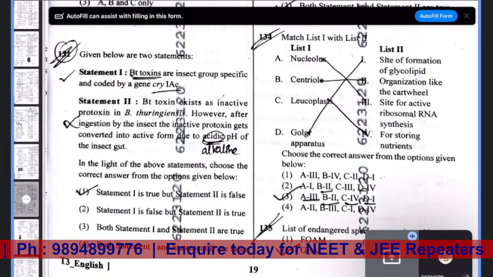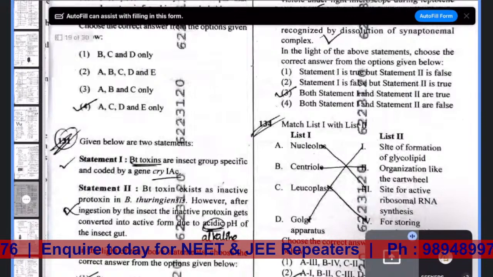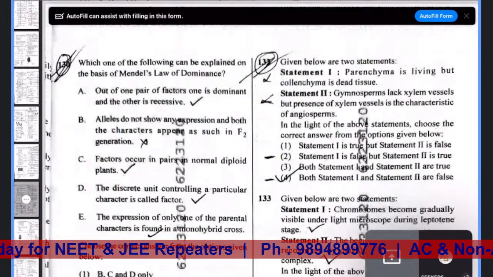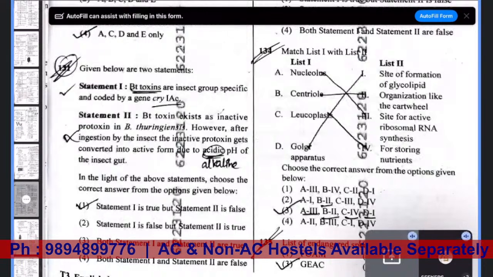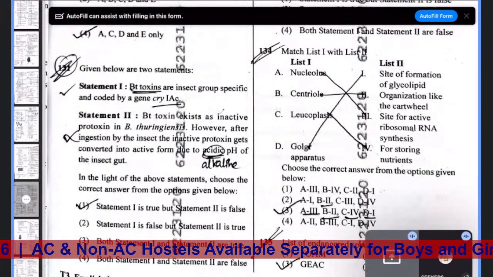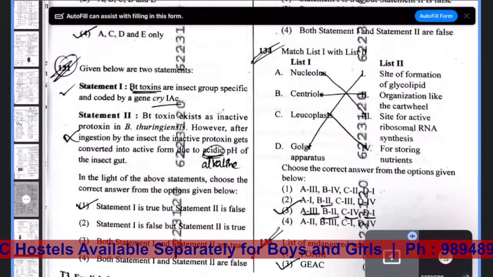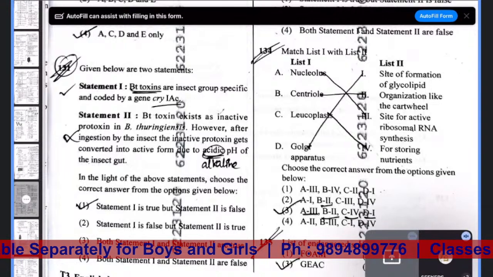Okay. So 132. See, students, in question number 131, if we consider that the Cry1AC gene is the right gene, but it is not the only gene, in that case, statement 1 may become false. So we have to wait for the NTA key. Let's check what the NTA key is later.